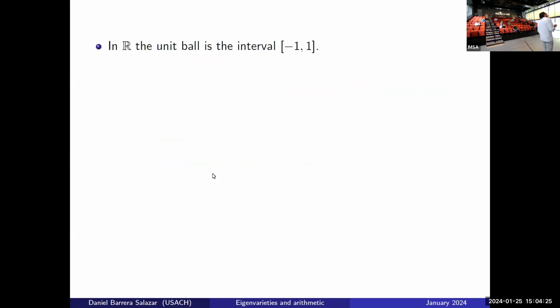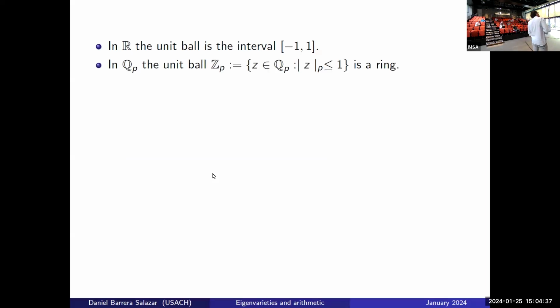Let me point out some differences between these two settings. For example, if you look at the real numbers and you take the unit ball, that's just the interval minus 1, 1. You have no algebraic structure there. But if you do the same on the p-adic numbers, you get the p-adic integers, which is a ring. So you look at very different situations.